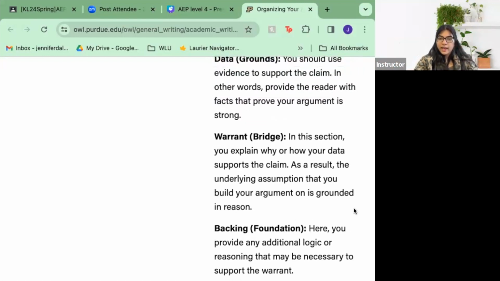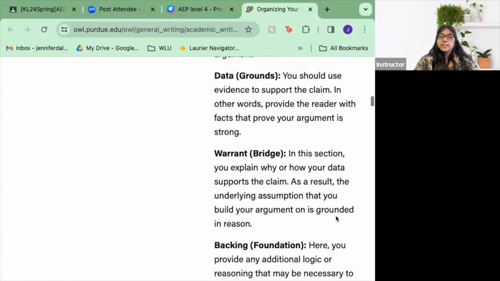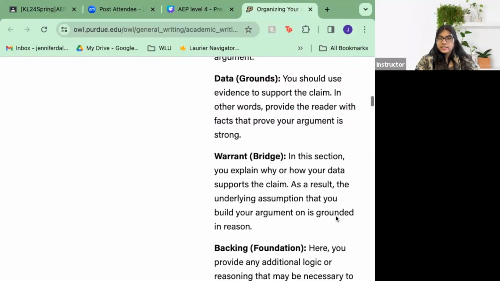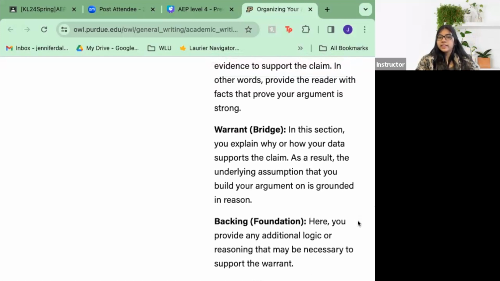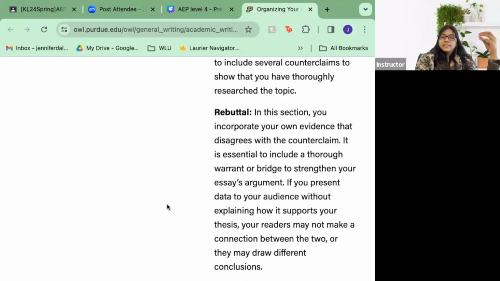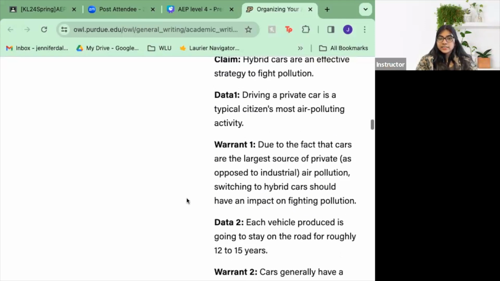Then the next part is backing, your foundation. So here you can provide any additional logic or reasoning that may be necessary to support the warrant. So for some pieces of evidence, it can be very complex, right? Of course, you want to explain it, but sometimes you also want to back it up with something else that you feel is necessary or that can make your point stronger. So we are going to look at some ideas of logic in a bit that may use some philosophical stuff as you guys love. And here's an example.